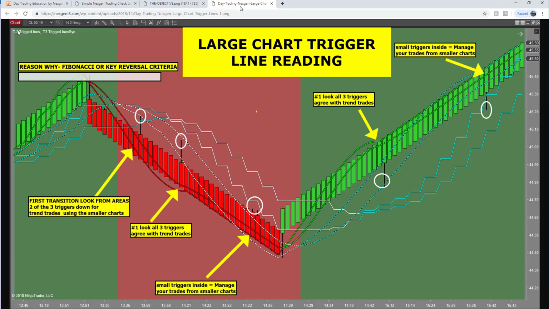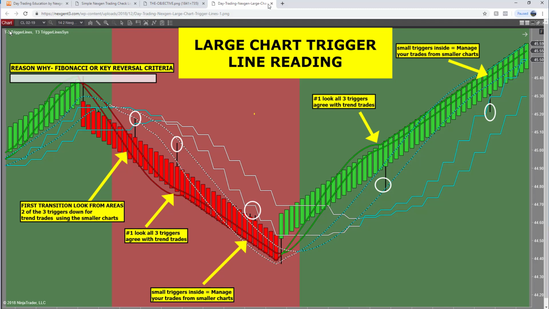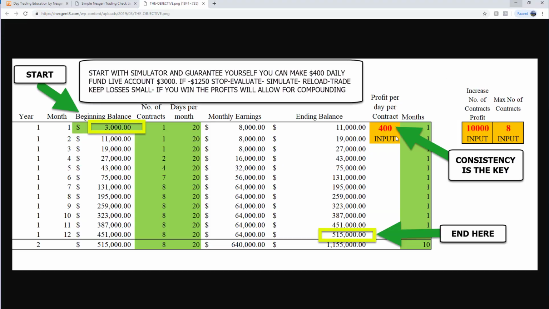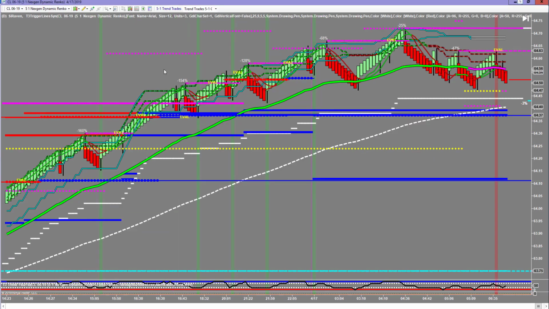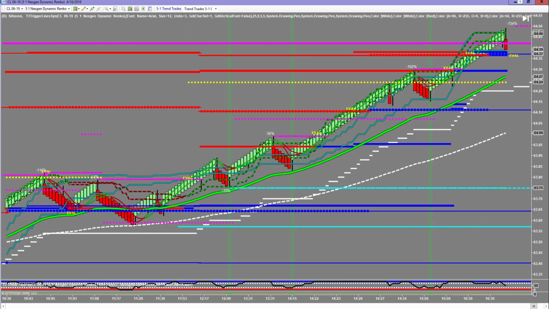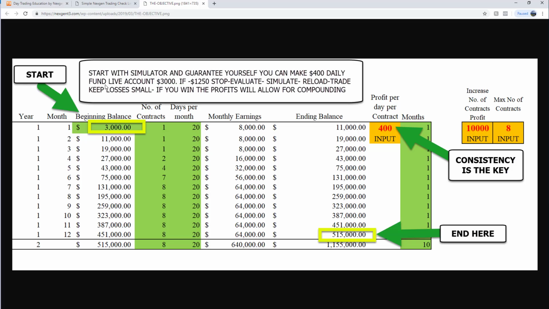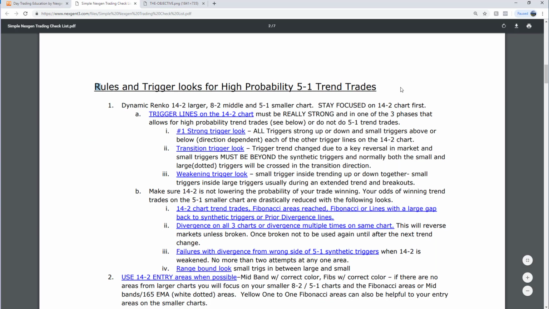So again, just to really simplify, our software and our fibs and everything else is geared towards giving you high probability trade setups when everything is going your way. Now, you have to take that big chart information down to the smaller charts, right? So again, I want to reiterate, when you're reading through the rules for a high probability trend trade, we focus on the 14-2 chart first to give us big picture direction and areas. And then we focus on the 8-2 chart in the middle, and then we look for the trade on the 5-1 chart.